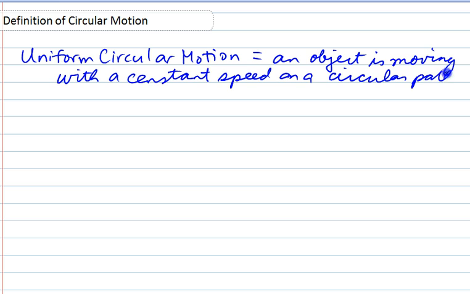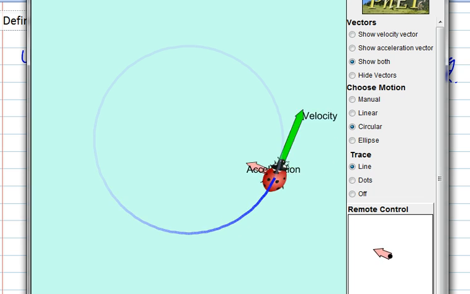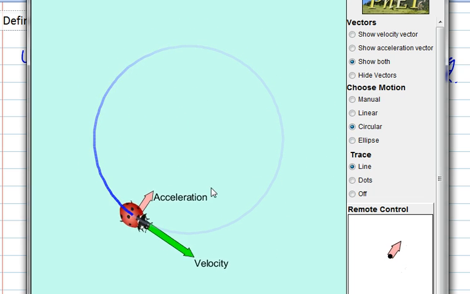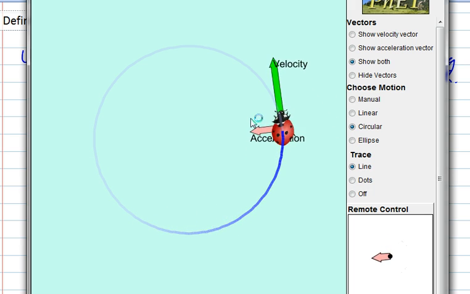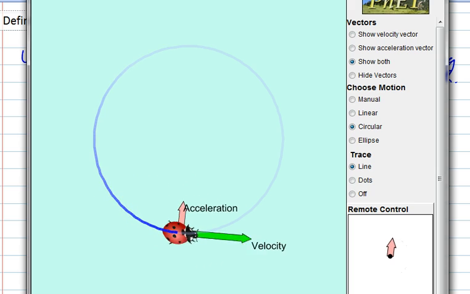Okay, so what does this look like? Well, we can take a look at a little Ladybug app here, and what we have is circular motion, and we have both a velocity and an acceleration vector. So we can see that this is uniform circular motion.